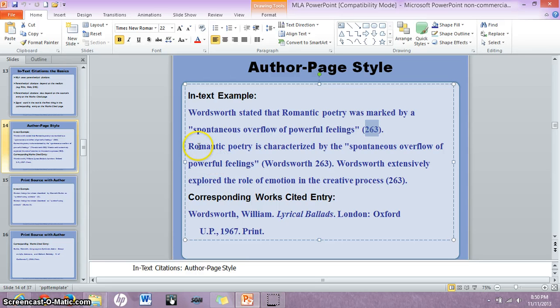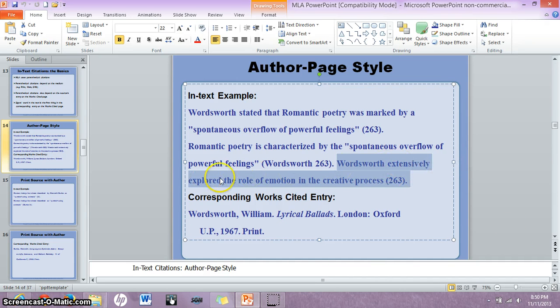Let's look at the next example. Romantic poetry is characterized by the spontaneous overflow of powerful feelings. So his last name is not in the sentence anymore. It now needs to be in the citation. Okay? And here's an example of a citation that's not a direct quote.